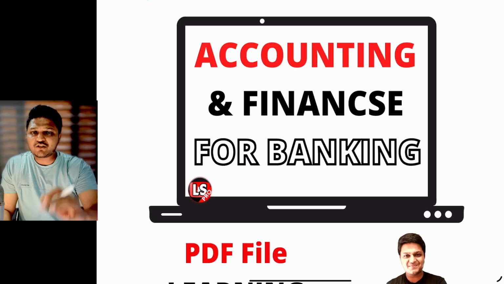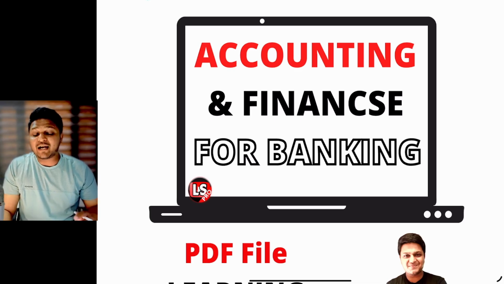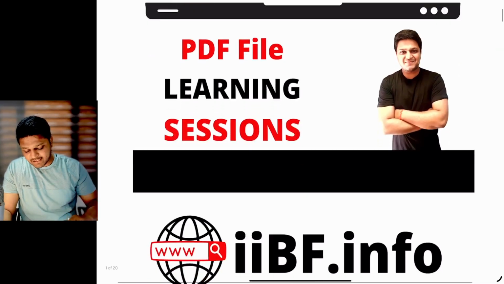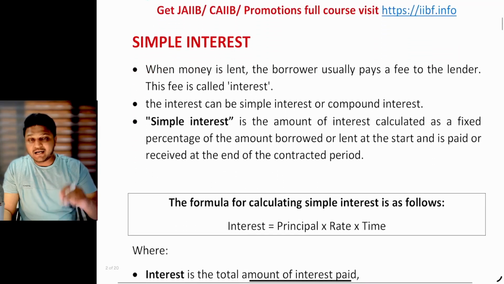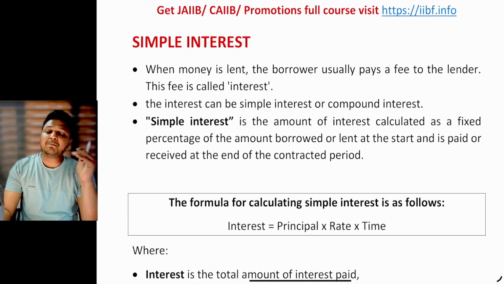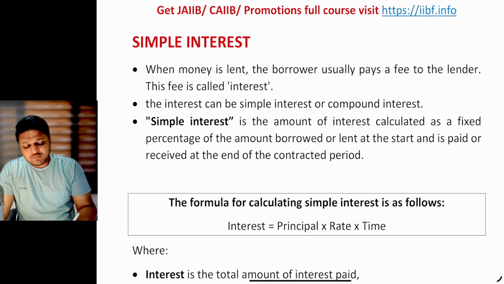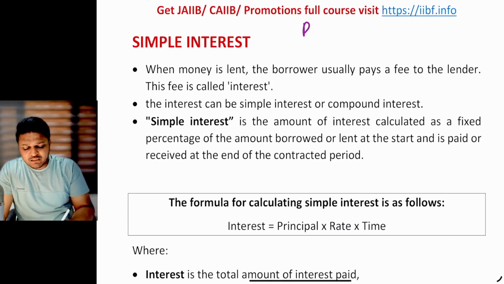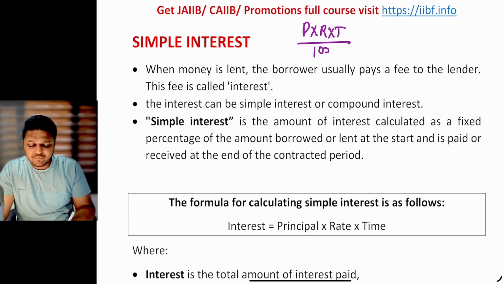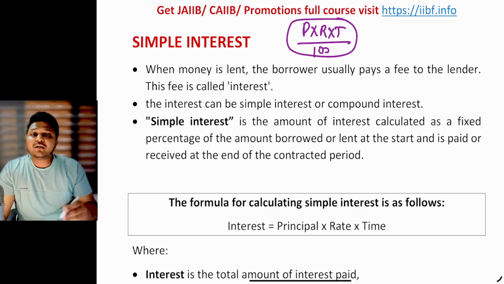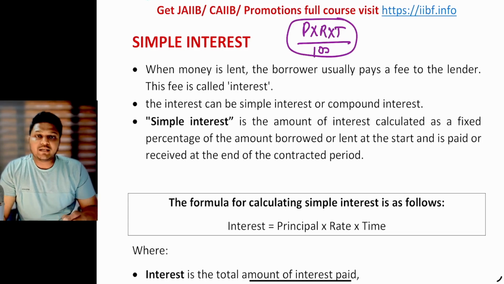So let's start the session over here, and it's related to the accounting and financial management for bankers, and we are going to start with the chapter. And at first topic we are going to cover the simple interest. Now you must be knowing the simple interest formula. This is P into R into T divided by 100, because the particular rate of interest is to be converted into the decimal part, right?